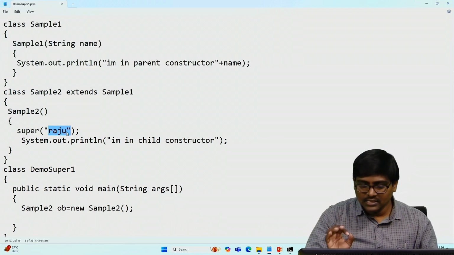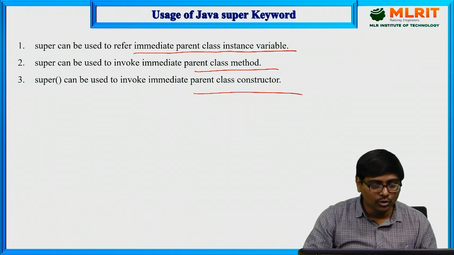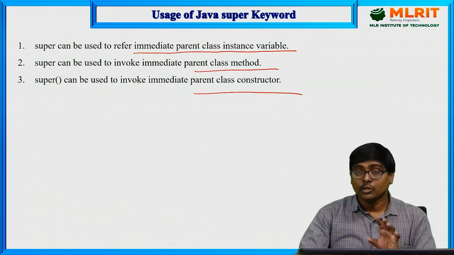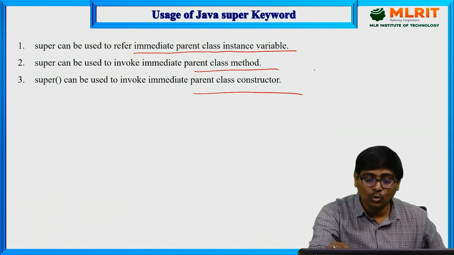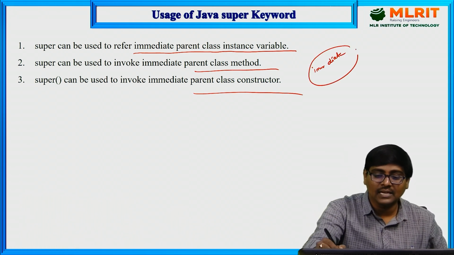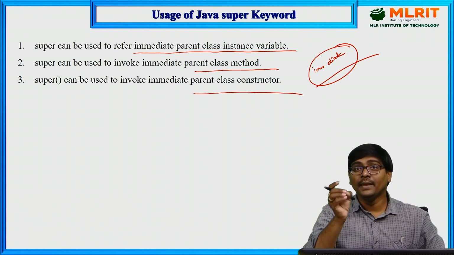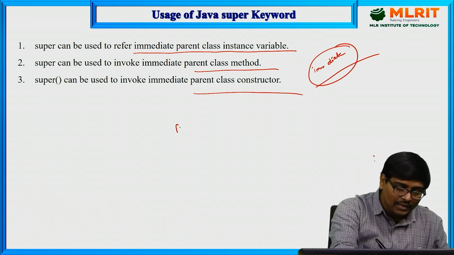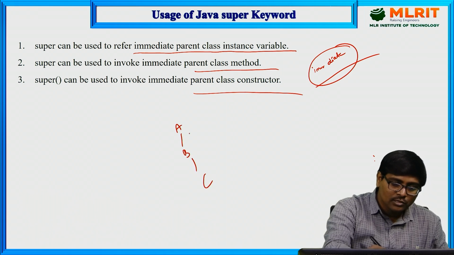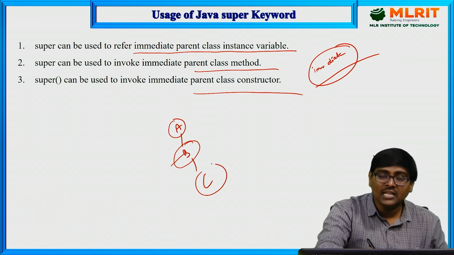So these are the main uses of super. Anyway, I will show you one more time. Remember, super is used to refer to the immediate parent class. That is the most important thing. What is the meaning of immediate? So A, B, C: A is the immediate parent class for B, and B is the immediate parent class for C.